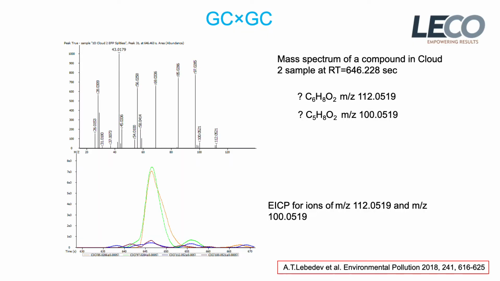Anyway, a couple of examples. Here you can see a mass spectrum of a component of cloud water collected in France. Peaks with masses 100 and 112 could be considered as molecular ions of two different compounds, or they could be treated as fragment ions of something heavier. We reconstructed the mass chromatogram using the masses of those ions, 112 and 100. And look, their retention times are the same, so we couldn't resolve the problem.